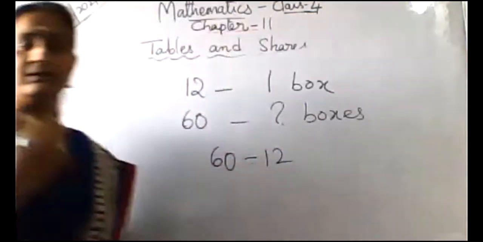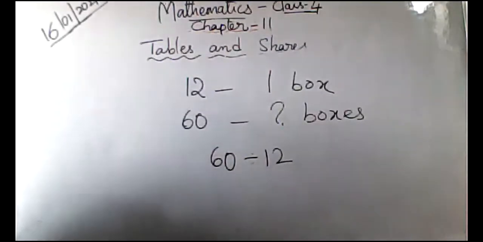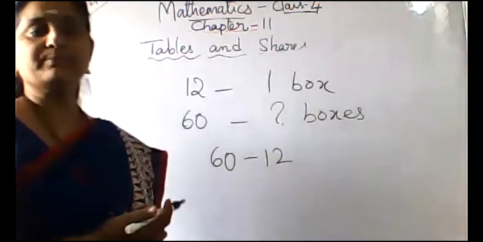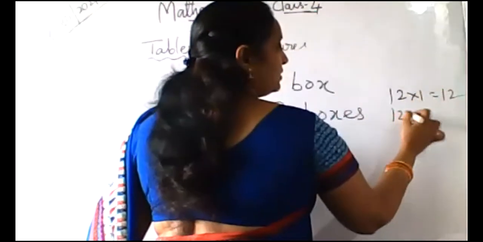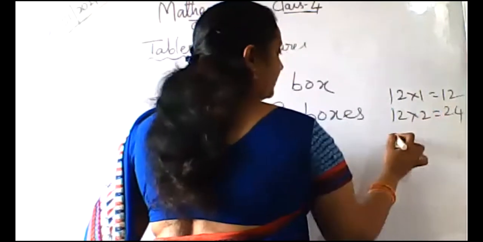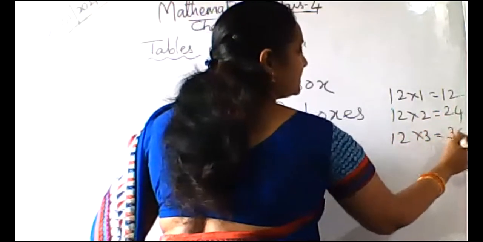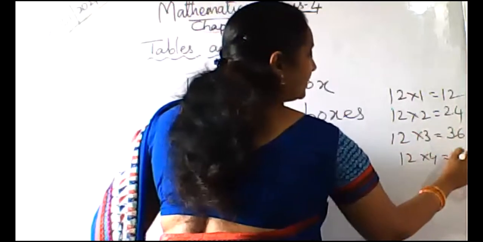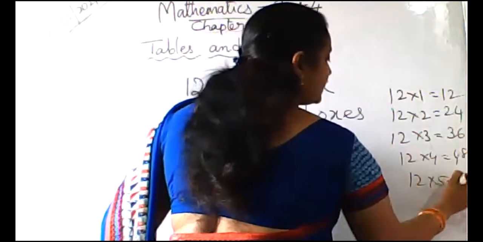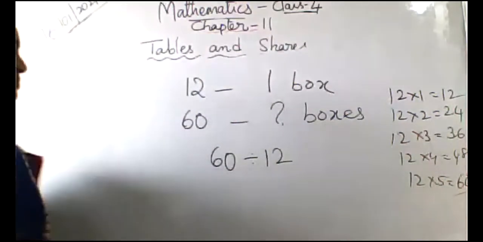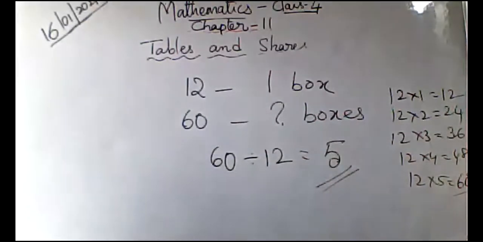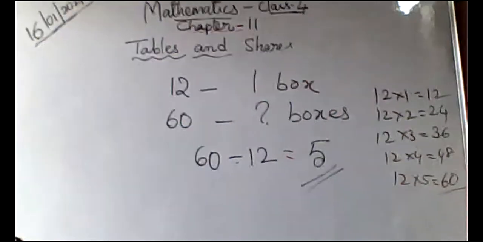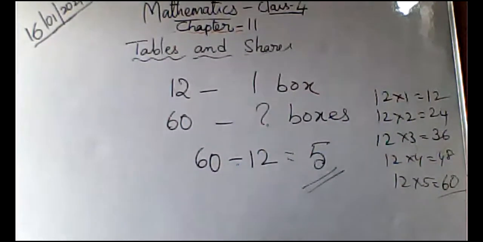So tell me the 12 table, all of you. 12 ones are 12. 12 2s are 24. 12 3s are 36. 12 4s are 48. 12 5s are 60. So, how many boxes do we need? We need 5 boxes to pack 60 laddus.